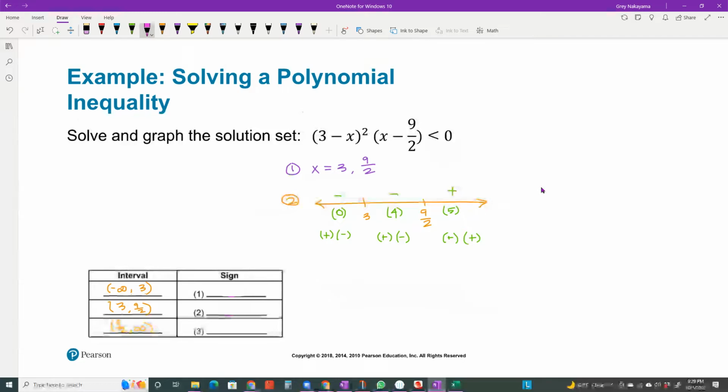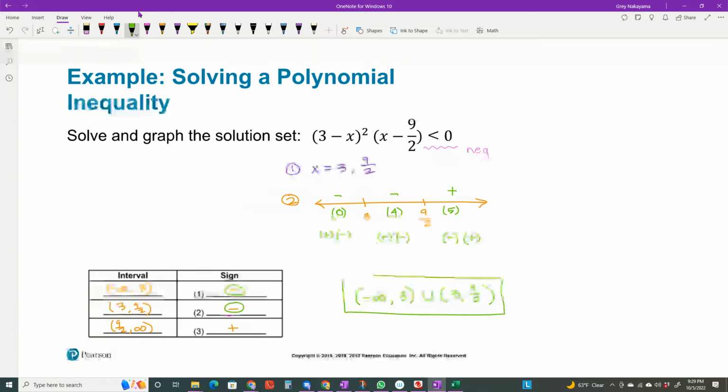And what do I want? I want those that are negative. Okay, so remember the signs that I put in my chart are negative, negative, and positive. And which one do I want? I want the negative. Okay, so I want those two. So there's no equal sign on here. So when I write my answer, I'm going to have negative infinity to 3 union 3 to 9/2. You can't have the 3 as part of your answer because it's not equal to. And if 3 were put into this problem, it would be 0.